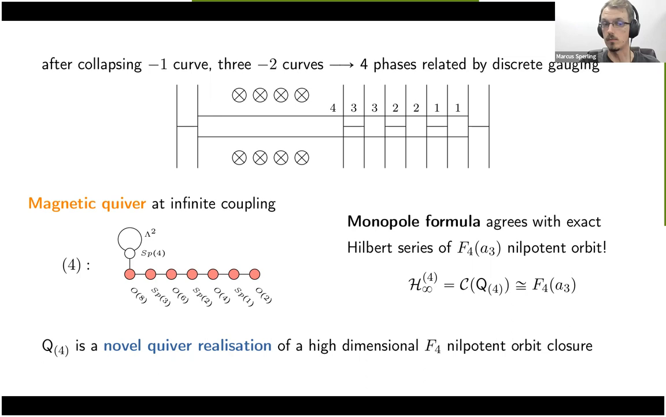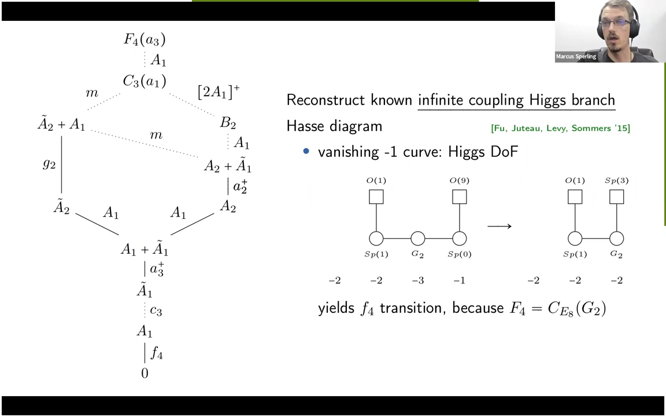And then you can play the same game. You can ask, what about the Hasse diagram? Because the Hasse diagram is again known by mathematicians. And we can ask, can we reconstruct this entire thing? And now the story goes very much analogous to what I've told you before. We need to understand where the different Higgs branch pieces are coming from. And again, we're going to go sort of from the bottom to the top.